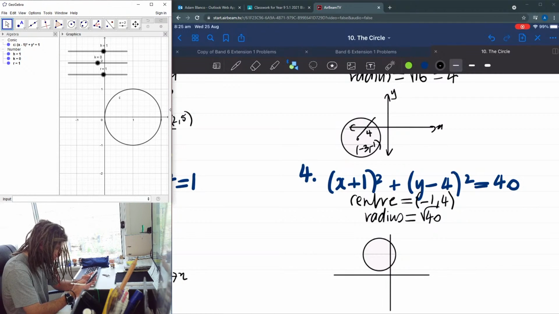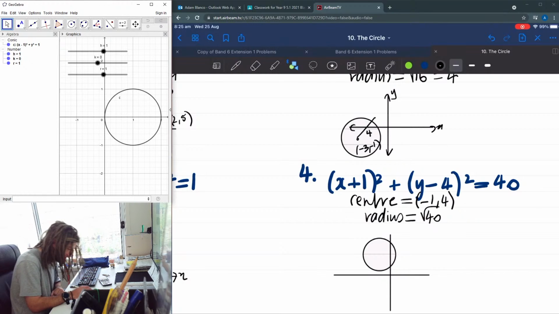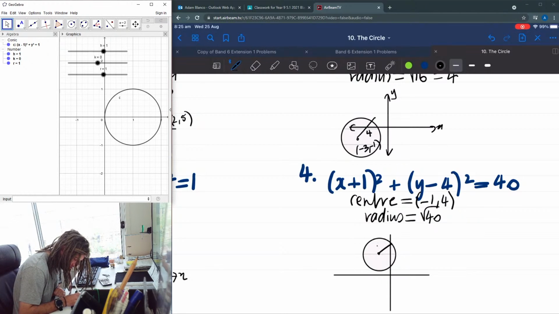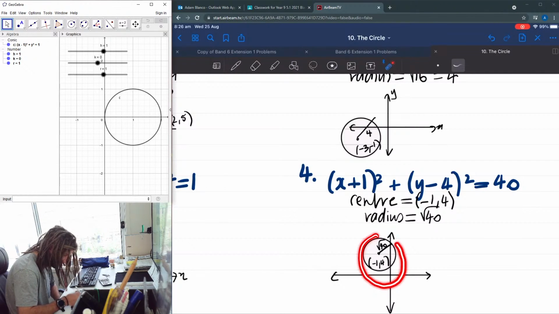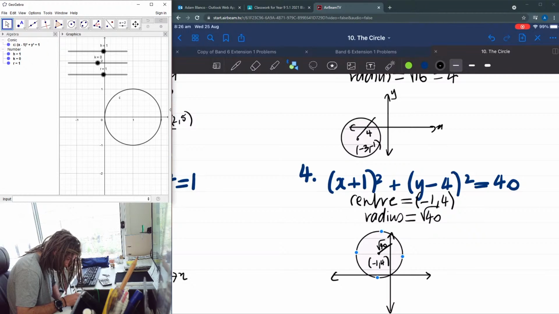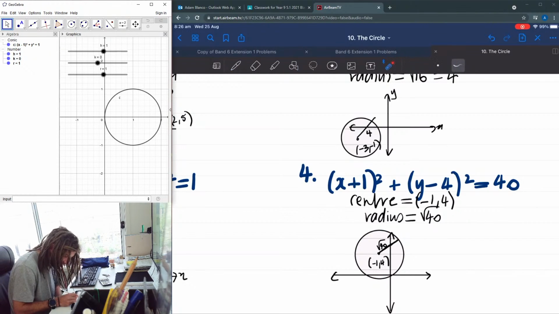My calculator came up with 2 root 10. Okay, it's around about 6. So I call the radius root 40, and that's the point minus 1, 4. Okay, but again, you can see from the pictures that they have x minus x. I mean, this is only up 4, so really this circle should go down here, right? So I should be drawing that a little bit bigger. And then you can kind of tell how many intercepts I've got. See, I've got quite a few.